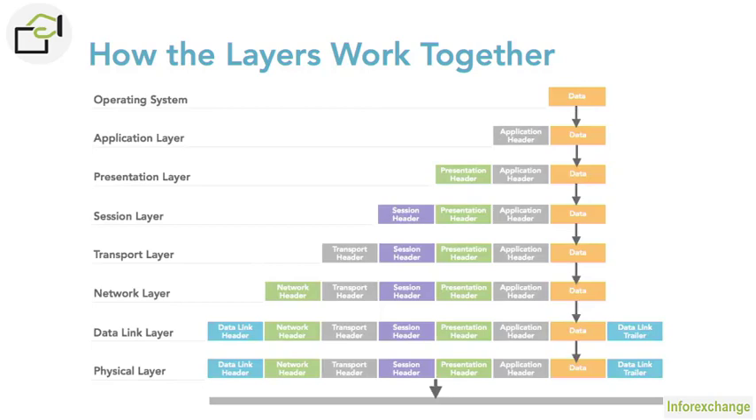The data link layer provides the address of the next node that the data needs to pass on to in order to reach its ultimate destination. It also includes a trailer that contains some error correction information. All this information is then converted into ones and zeros, or encoded into ones and zeros, and put on the media being used to transmit the data. And that's what this particular graphic is showing us.